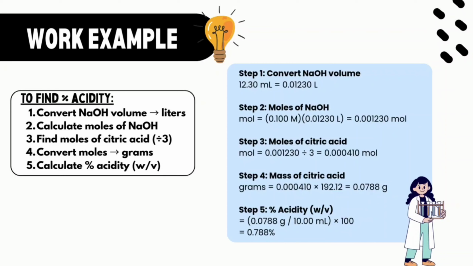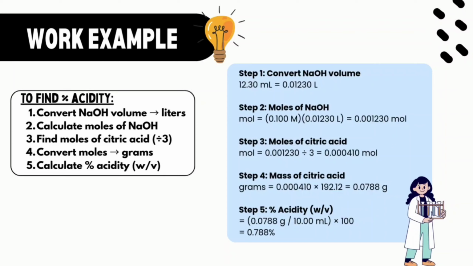Based on the data we have, we will do the worked example to find the final answer, the percent acidity of the sample. Step 1. Convert NaOH volume to liters as molarity is in moles per liter. So 12.3 ml multiplied by 1 liter over 1000 ml, and we got the answer 0.01230 liter.